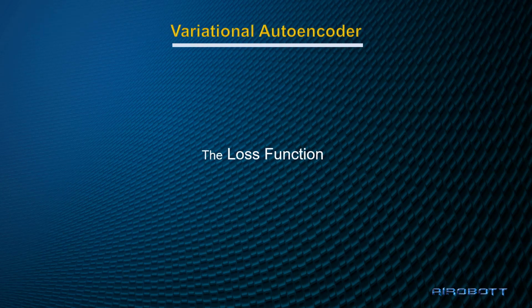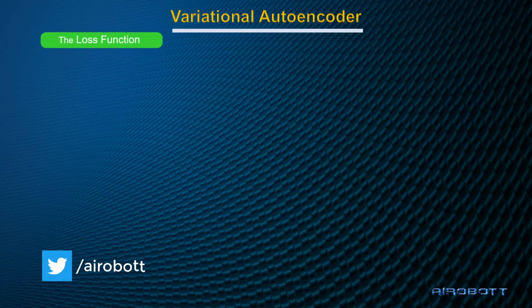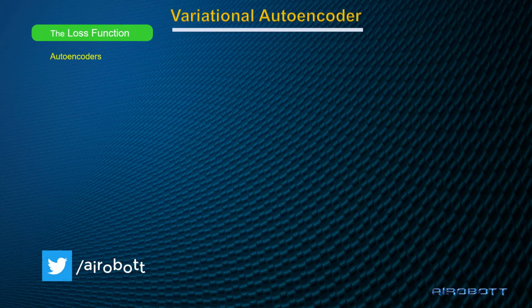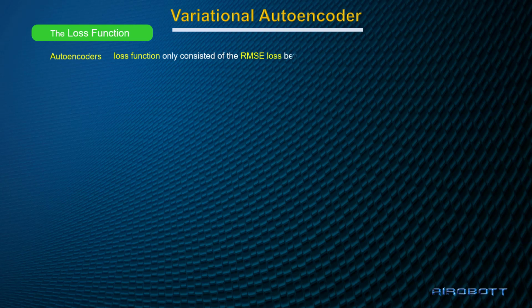The loss function. In the case of autoencoders, the loss function only consisted of RMSE loss between images and their reconstruction after being passed through the encoder and decoder.